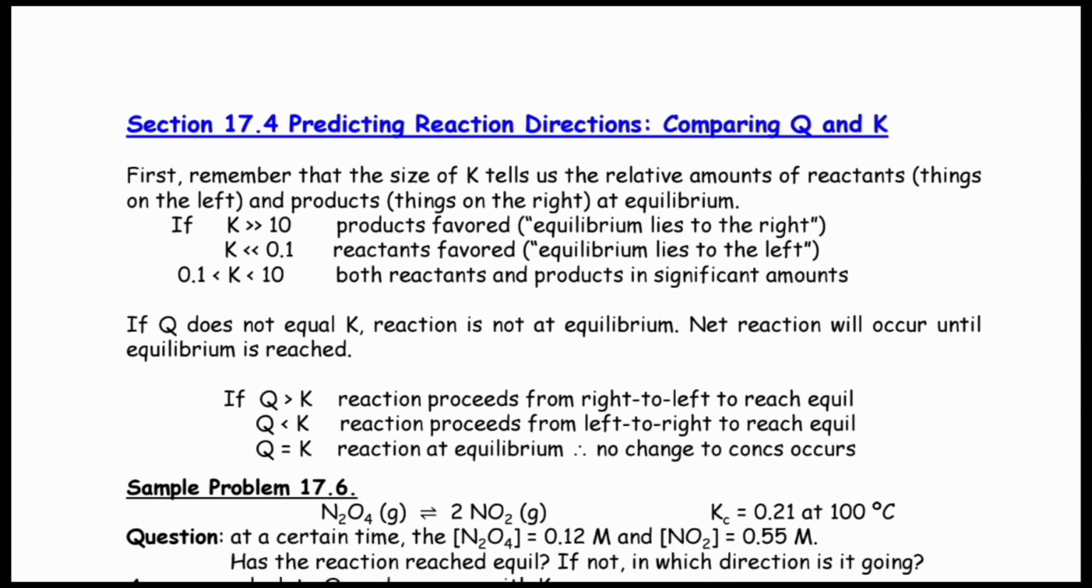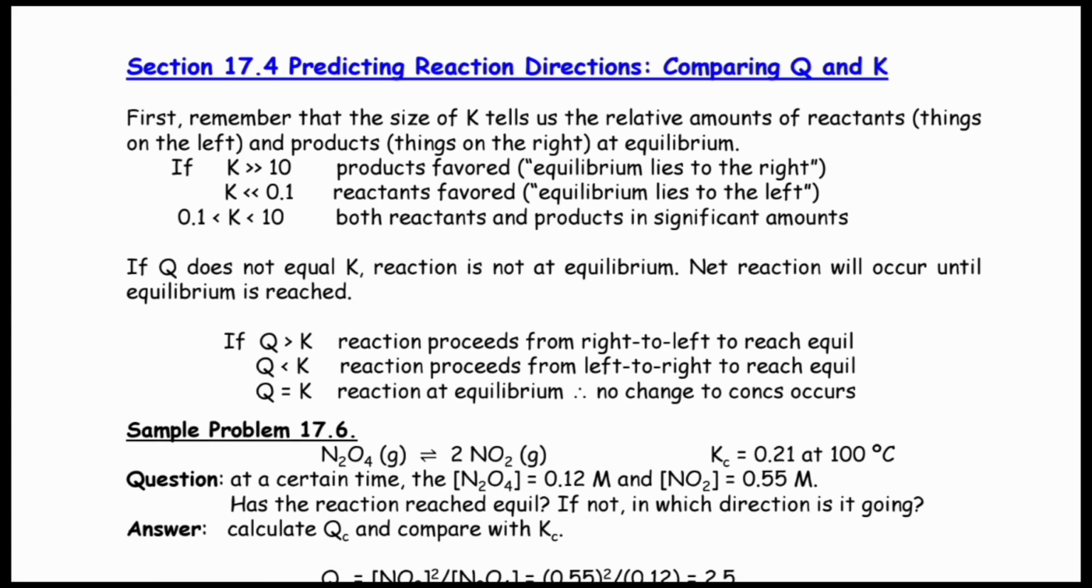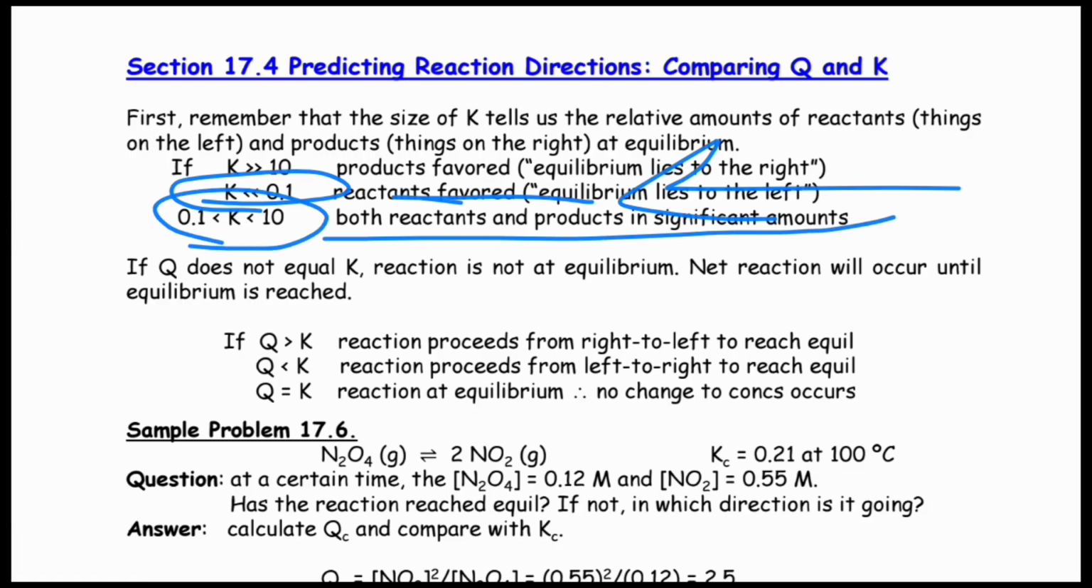Predicting direction of reaction. If K is large, products are favored, to the right side. Like products favored, equilibrium moves to the right side, onto the product side. Okay, if K is small, like smaller than 0.1, reactants are favored and the equilibrium moves to the left. If K is moderate, both reactants and products are present in significant amounts.